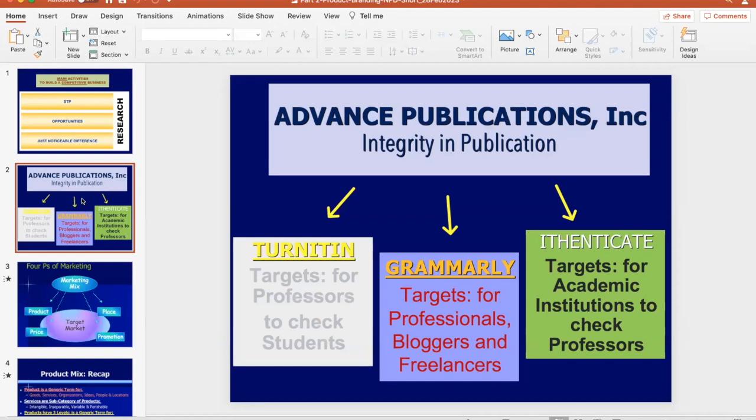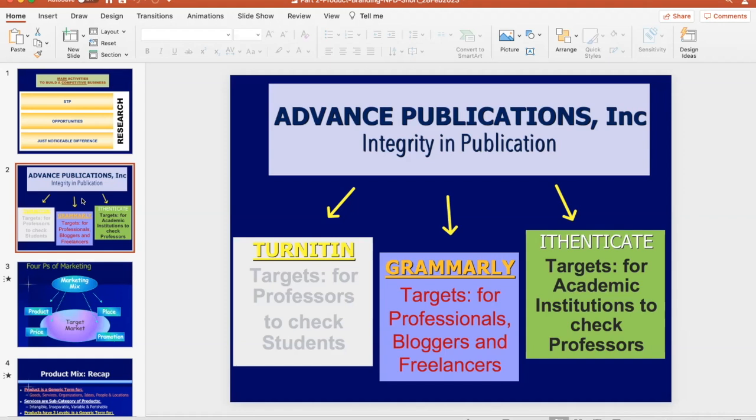So there's this company, which you don't know, I'm sure, Advanced Publication, whose mission is to generate and monitor integrity in publication. So maybe you know about them because they have one product, which is quite famous. It's called Turnitin. And in fact, the name of their company is Turnitin LLC. And inside Turnitin LLC, you have Turnitin, Grammarly, and Authenticate. But all of this is owned by the mother company, which is Advanced Publication.